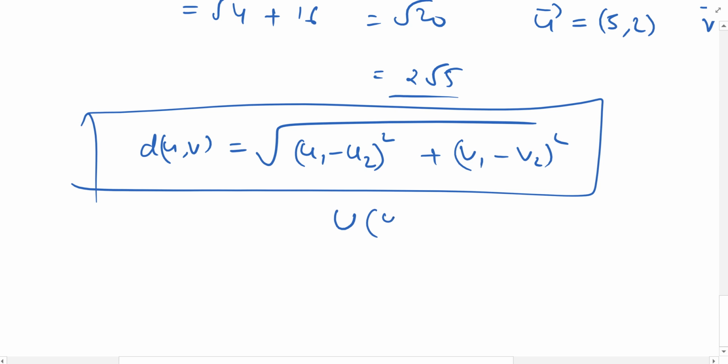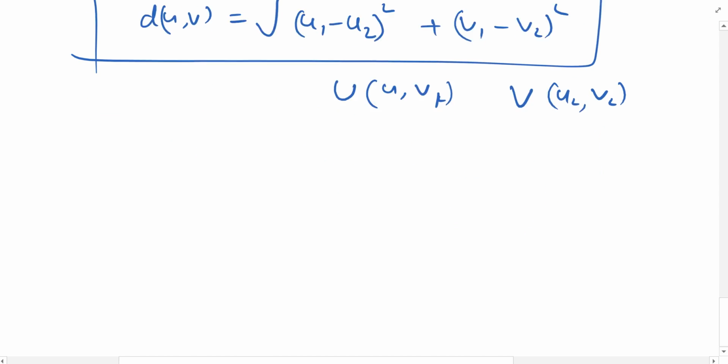So the u vector is made of u1, u2, sorry, and v is made of v1, v2. I normally don't use u1, u2, but anyways, let me write here u1, v1, and that's u2, v2. Okay. So the differences of the x components and the differences of the y components squared, and then the square root of the whole thing is the distance.